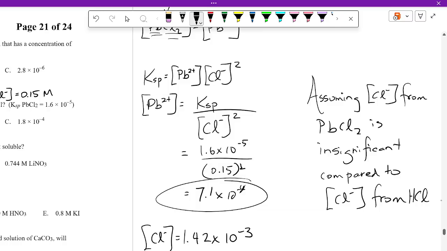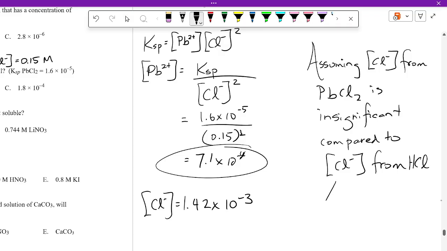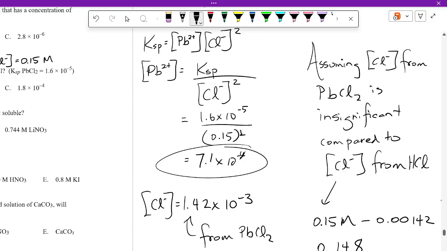Let's just assume that that's correct. My concentration of chloride from the HCl is 0.15 molar. This would be from PbCl2. 0.148, which would round to 0.15. Yes, so it is indeed insignificant.